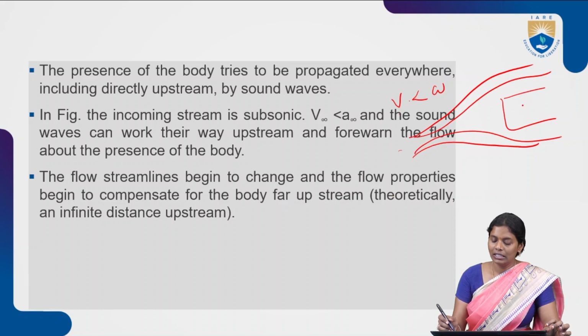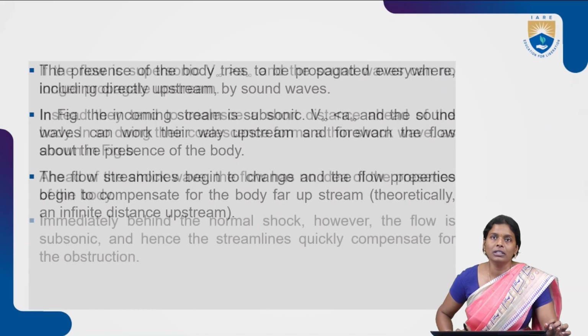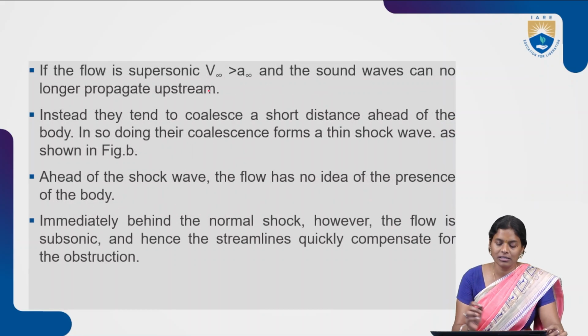When the flow gets to know that there is an obstruction, it tries to change the flow streamlines, and the flow properties begin to compensate for the body upstream. In the second case, when the velocity of the object is more than the speed of sound, the sound waves can no longer propagate upstream. Instead, they tend to collect a short distance ahead of the body. In doing so, they form a thin shock wave.